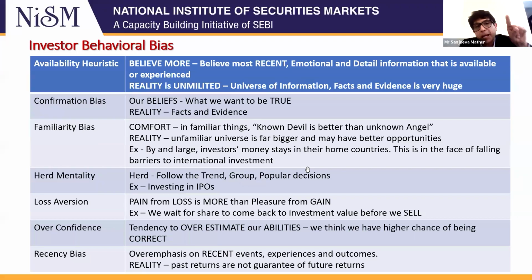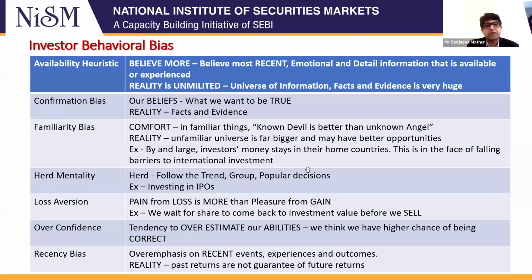Loss aversion. Pain, which I talked about with the Sortino ratio. Loss and pain from loss is more than pleasure from gain. We wait for the share to come back to the investment value before we sell. Right? Overconfidence, the biggest one. Tendency to overestimate our abilities. We think we have a high chance of being correct. It doesn't happen this way.